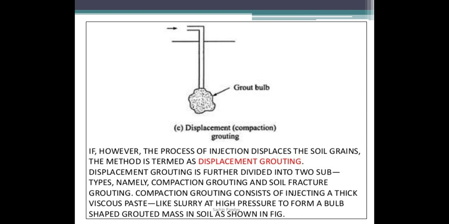Compaction grouting consists of injecting a thick viscous paste-like slurry at high pressure to form a bulb-shaped grouted mass in soil, as shown in the figure. As the bulb forms, you can expect there is a displacement of the soil particles surrounding that grout bulb.